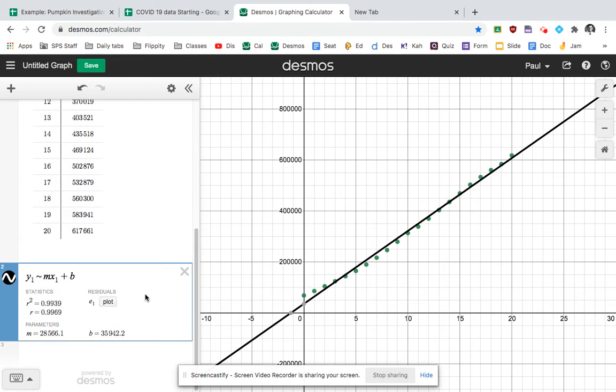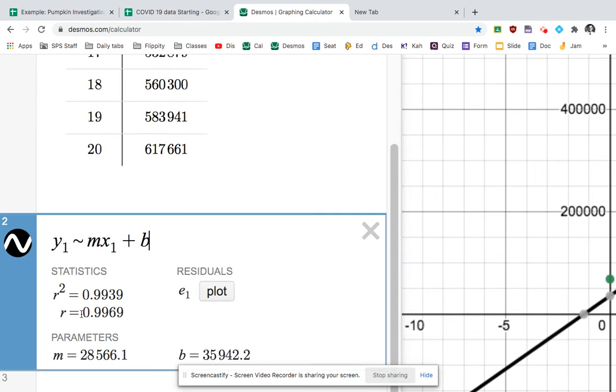Okay. It gives us all this data, so you can see the closer this R number is, I'll zoom in on it right here, the closer this R number is to 1, the more correlated it was.